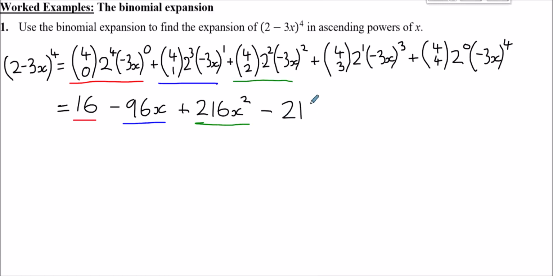It's going to be minus 216 x cubed. And finally, 4 choose 4 is just 1, 2 to the power 0 is 1, minus 3 to the power 4, that's going to be 81, so we have 81 x to the power 4.